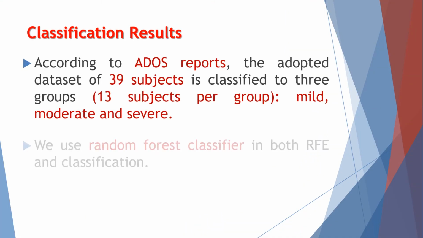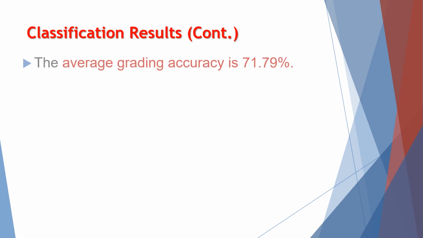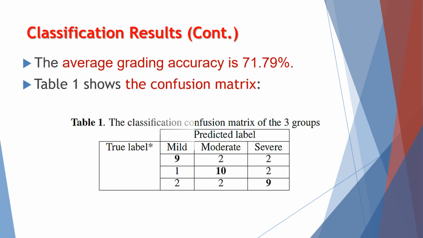A quick recall on our dataset. We have adopted a dataset of 39 subjects, each group having 13 subjects. We use random forest classifier in both the recursive feature elimination and classification. For testing, we use the tenfold cross-validation technique to calculate the accuracy of the classification. We have obtained an average grading accuracy of 71.79%. Table 1 shows the confusion matrix.